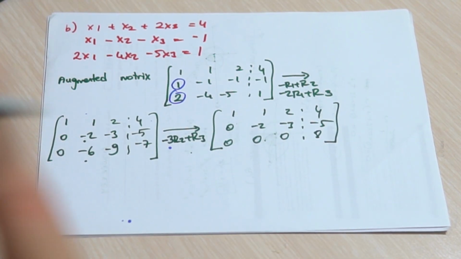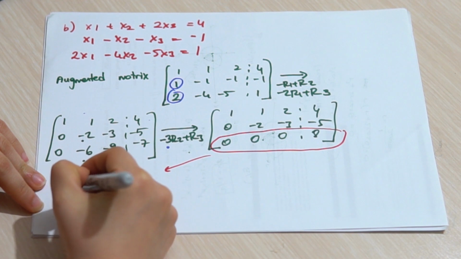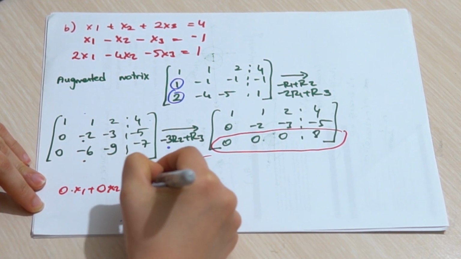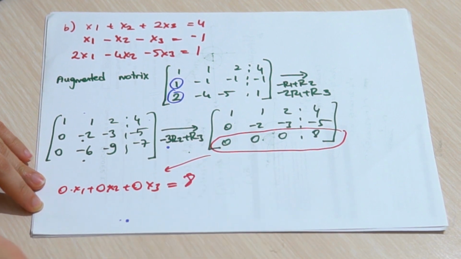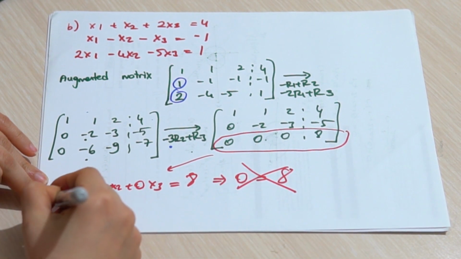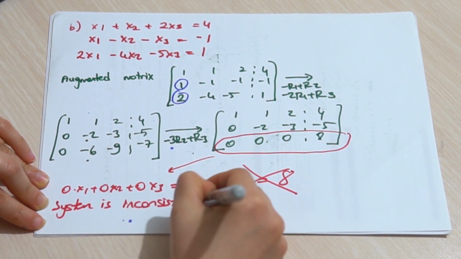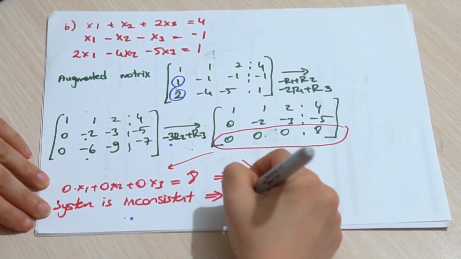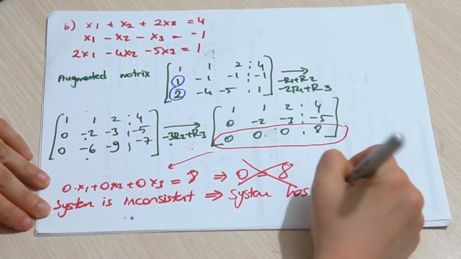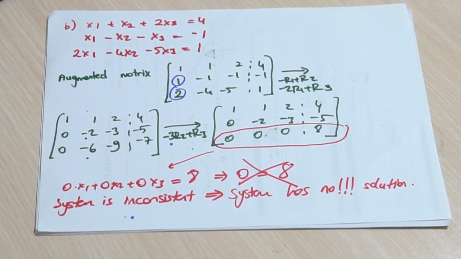But here we have a bad row, right? If I look at this one, this row means that 0 times x1 plus 0 times x2 plus 0 times x3 is equal to 8. So this means that 0 is equal to 8, but this is not the case. So the system is inconsistent. So the system has no solution. Since we have a bad row here, we don't have any solution because 0 is never equal to 8.